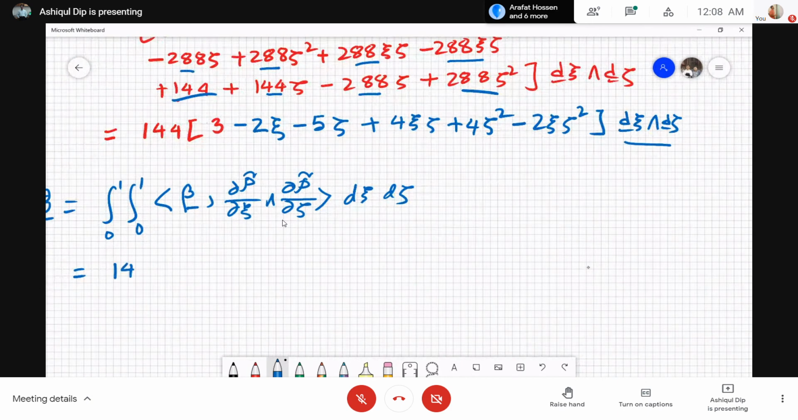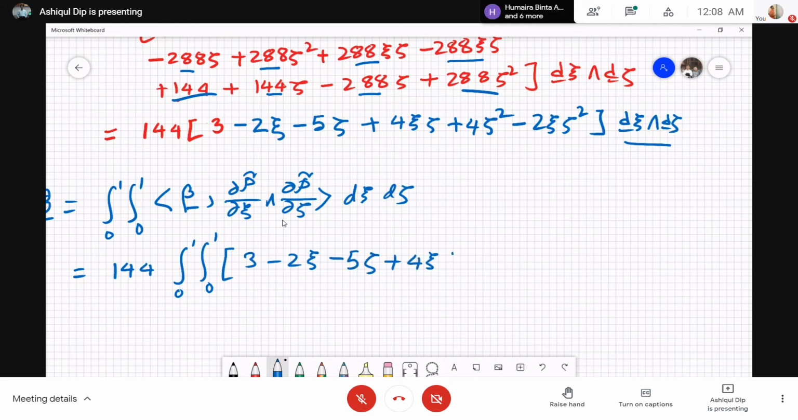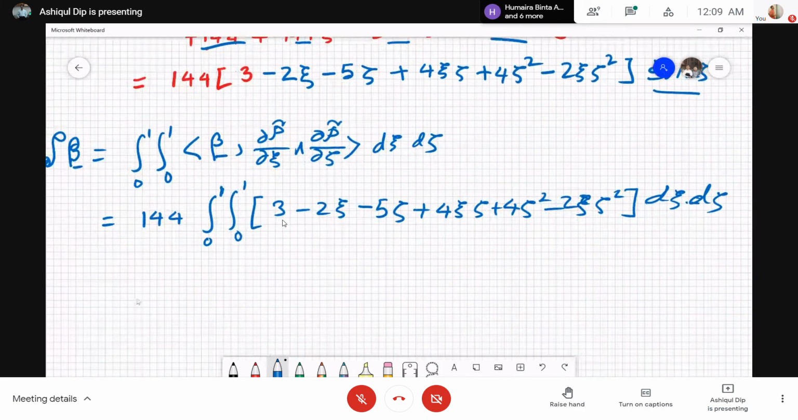So factor out 144, take that 144 out of the integral. So you have to integrate this thing: 3 minus 2 xi minus 5 zeta plus 4 xi zeta plus 4 zeta squared minus 2 xi zeta squared, d xi d zeta. No, not wedge. It's just ordinary differential d xi d zeta. There are no dependent limits, so you need not worry about which integration to do first. Just perform a partial integration directly.